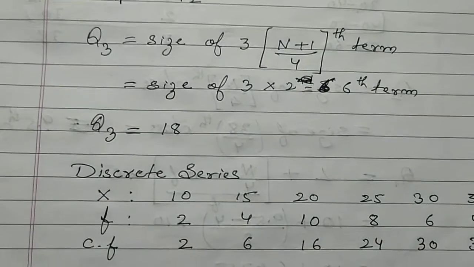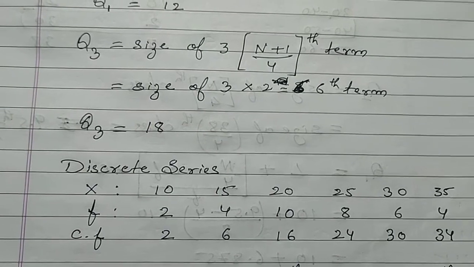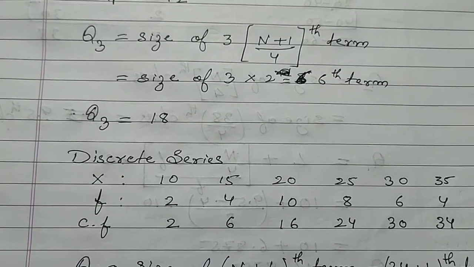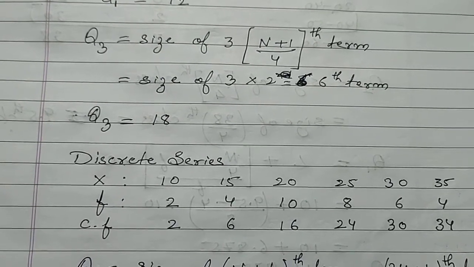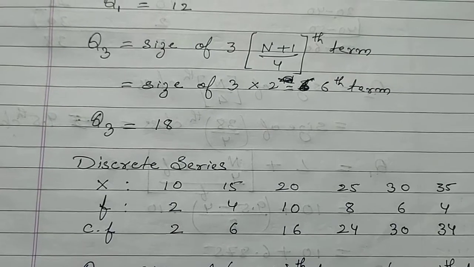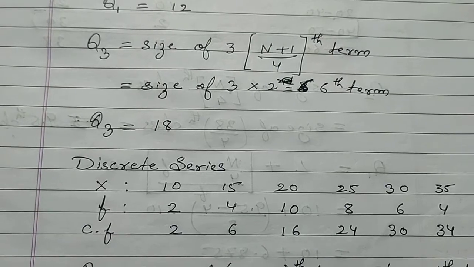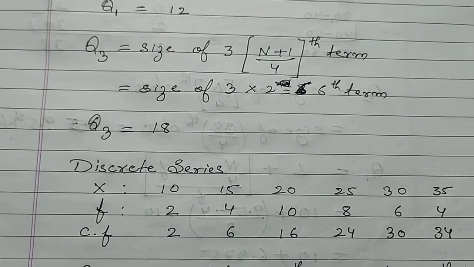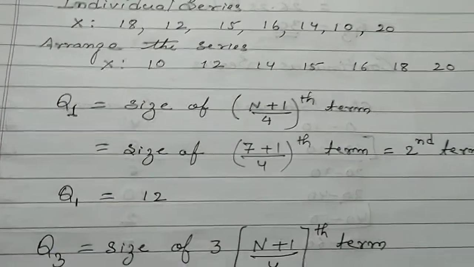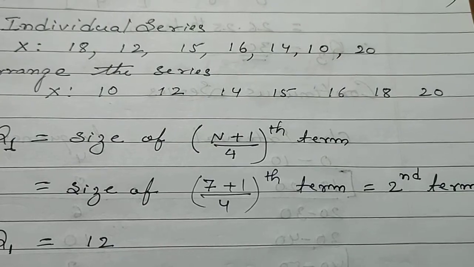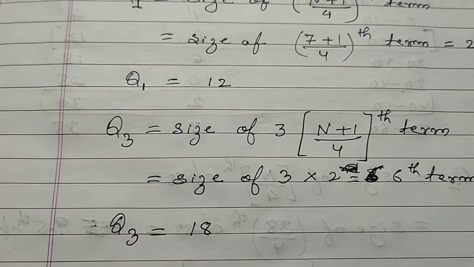Now to find out the third quartile, we have to use the formula first to get its size. So Q3 is equal to the size of 3 times (n plus 1) by fourth term. (n plus 1) by fourth term we have already got as the second term. So Q3 will be the size of the sixth term, that is 3 into 2, sixth term. Now this sixth term we will locate in the given series. In the series the sixth term is 18. So the value of the third quartile will be equal to 18.